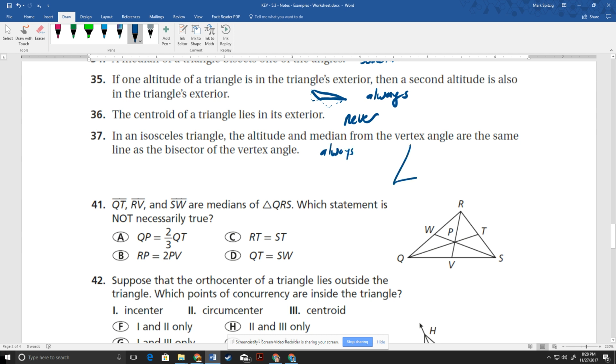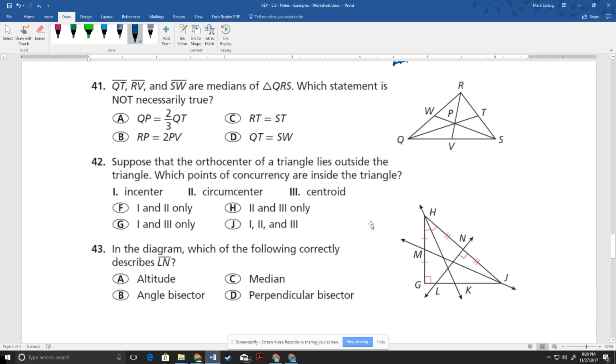In other words, if I'm looking at an isosceles triangle and it says the altitude and median from the vertex angle, so it's an altitude and it's a median, are the same as the bisector of the vertex angle. That's true. Basically the main thing is there are a lot of angles we know based on other things, but essentially we can say that these triangles are the same, which means these angles are going to have to be the same as well. So everything comes out the same from the vertex angle.